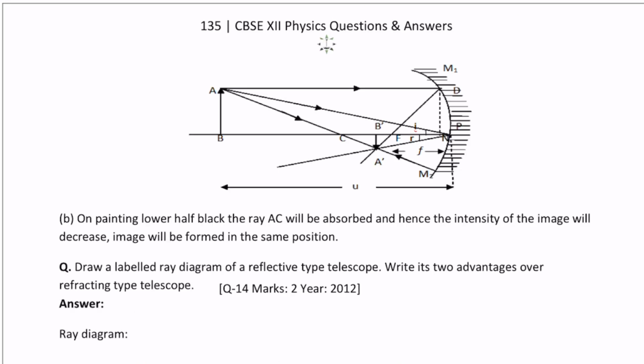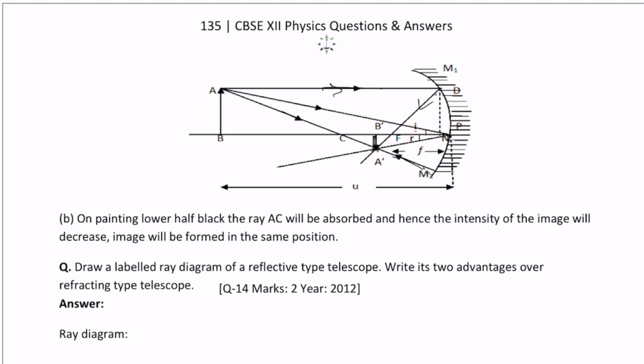So one ray is incident parallel to the axis, the other ray is passing through the center of curvature. The ray which is passing through the center of curvature will retrace its path back. And the ray which is parallel to the principal axis, after meeting the mirror, will go through the focus. These two reflecting rays are meeting at A dash B dash. So A dash B dash is the image of AB.